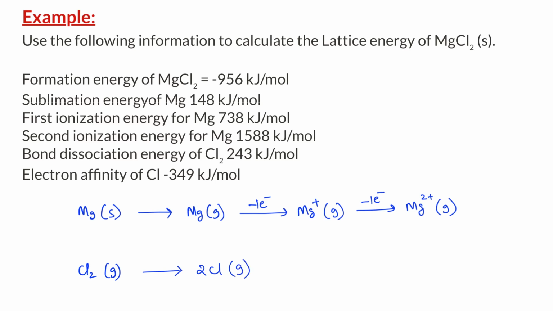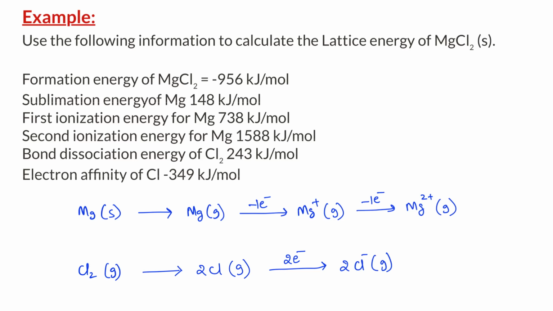The chlorine atoms are in gaseous phase. This is called bond dissociation. 2 moles of chlorine pick up 2 moles of electrons released by magnesium to form 2 moles of Cl- ions in their gaseous phase. This is called electron affinity.